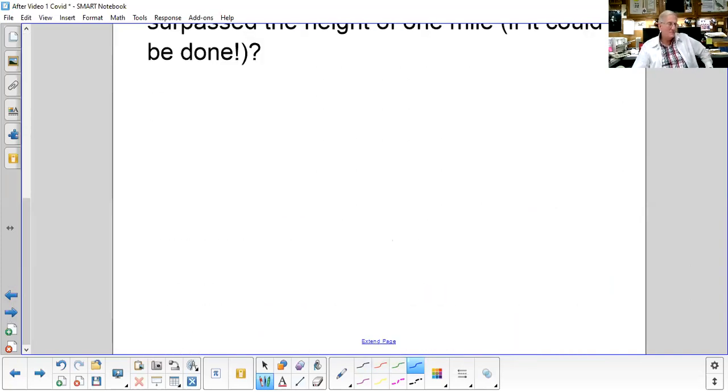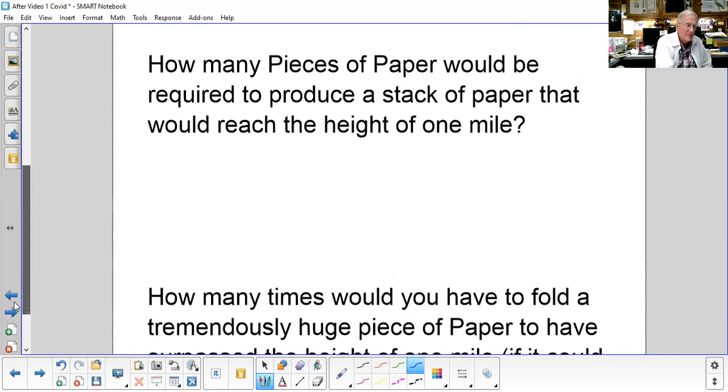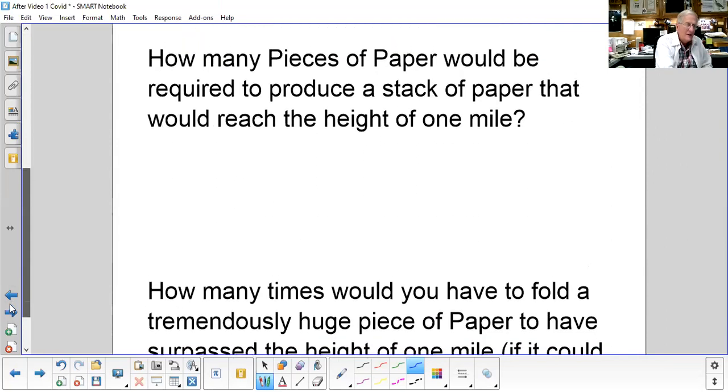So, let's see. Well, the first thing we got to agree upon here is how many pieces of paper there are. Okay, for some reason I've lost my use of my smartboard here, so let me get it back. It's not helping me out much here. There we go.